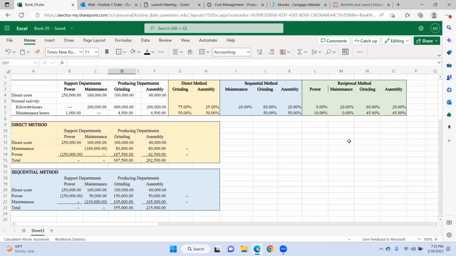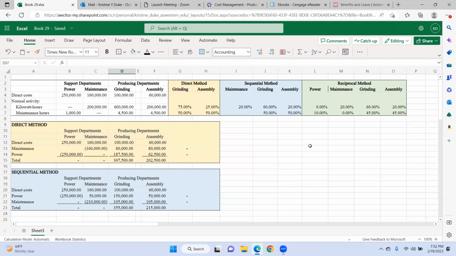We're going to look at the direct method, the sequential, and the reciprocal. I'm going to tell you quite honestly, I'm fine with the direct, I'm fine with sequential, but reciprocal, I just want to stare at the Excel spreadsheet and go, oh good Lord, how can I do this easy? There's got to be an easier way. Unfortunately, there's not.